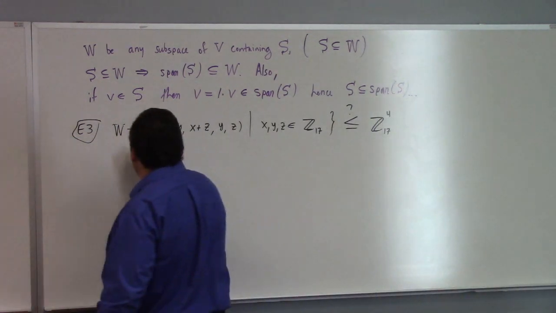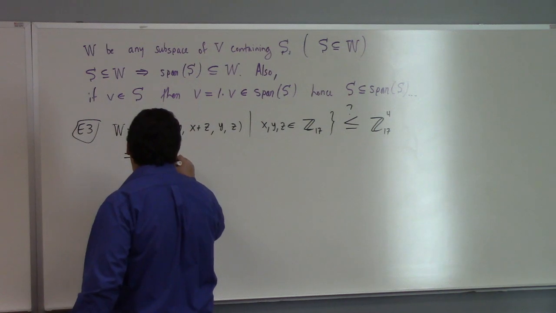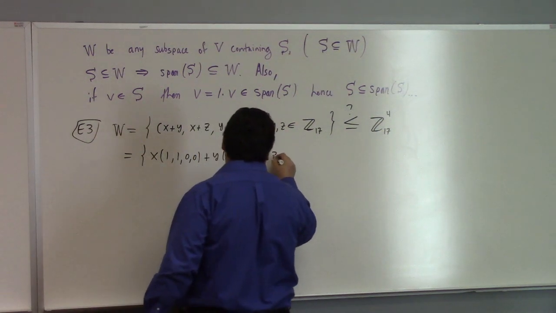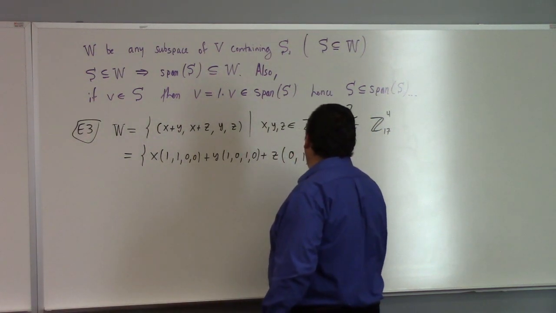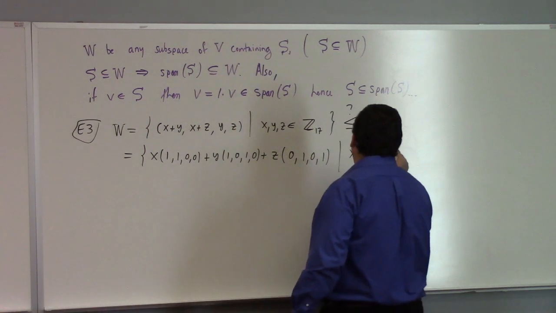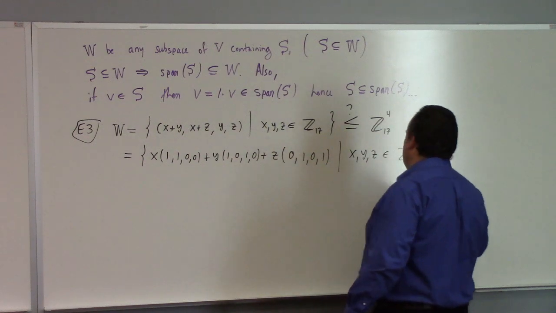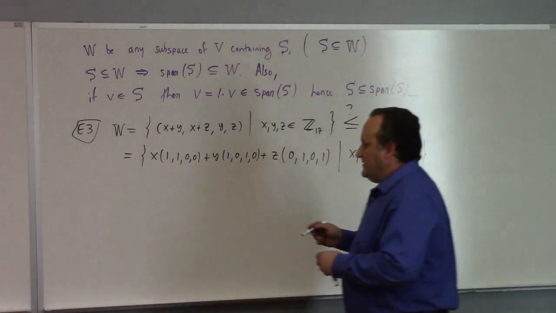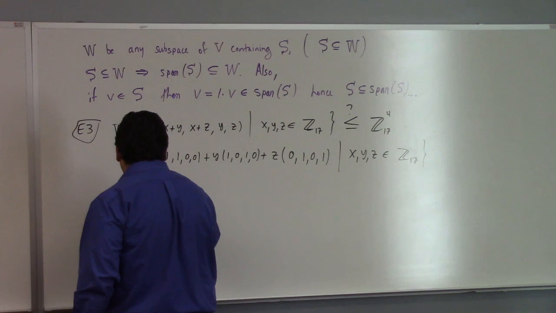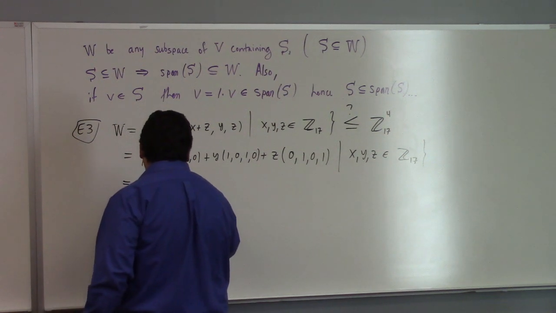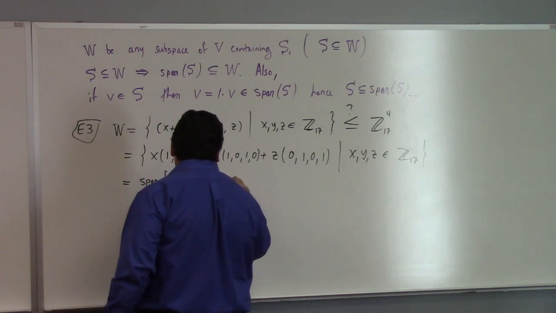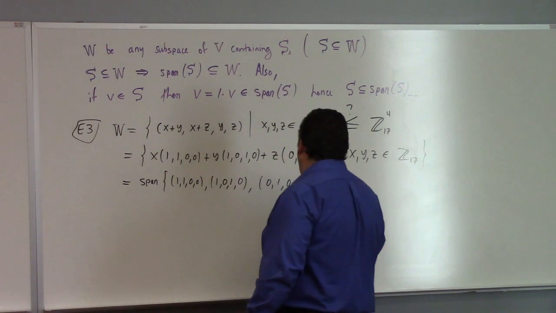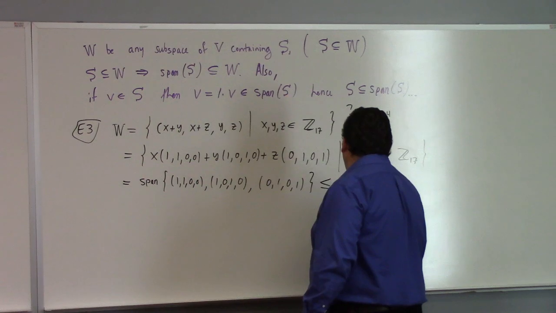Check this out. I can rewrite this as X times (1, 1, 0, 0) plus Y times (1, 0, 1, 0) plus Z times (0, 1, 0, 1) such that X, Y, Z are in Z 17. Now it's manifestly a span. This is exactly the span of the set of vectors (1, 1, 0, 0), (1, 0, 1, 0), (0, 1, 0, 1). As such, it is a subspace by the span theorem.